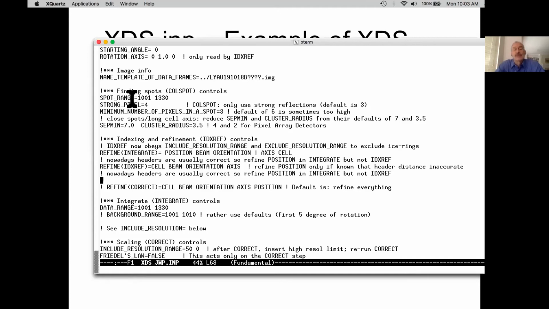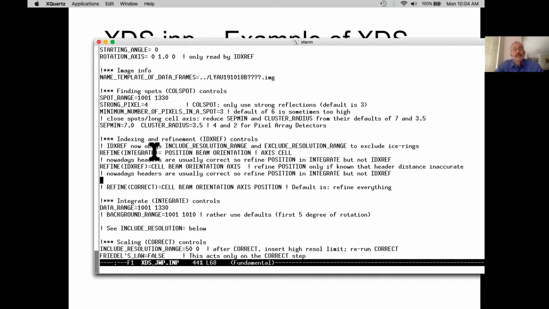This is saying we're going to use strong reflections. I think this is 4I over sigma, minimum number of pixels in a spot, or 3. This would help prevent us from finding spots that are only 1 pixel big or 2 pixel big. And for this detector, that's good, but this might not be good for another detector like an Eiger detector.